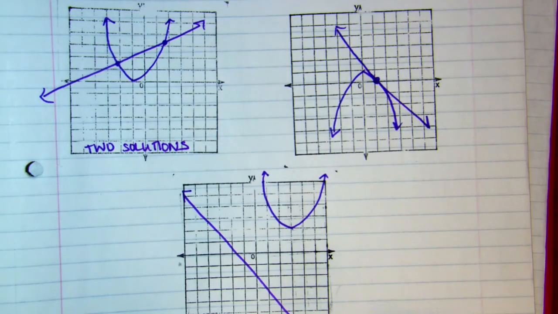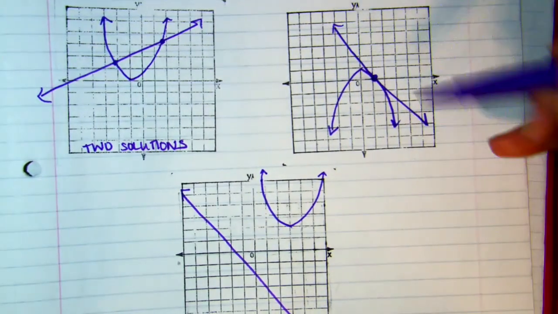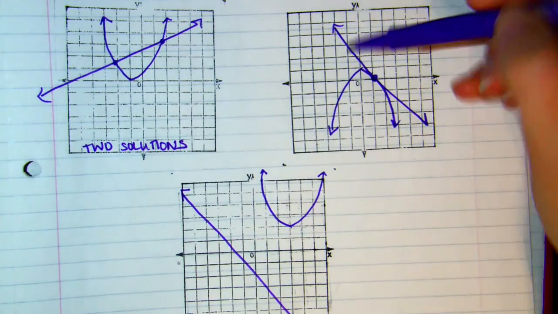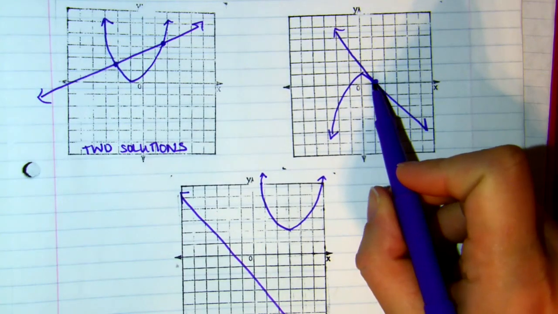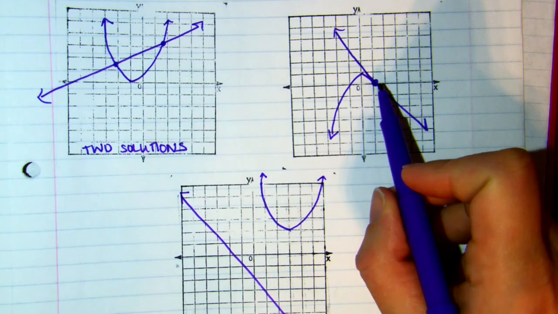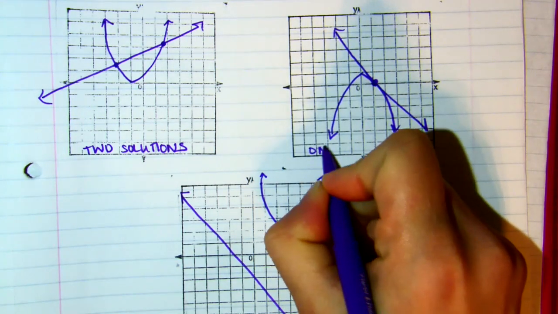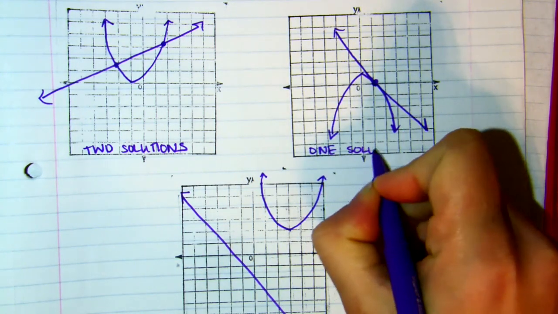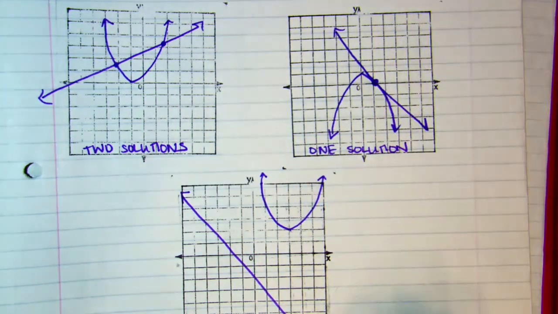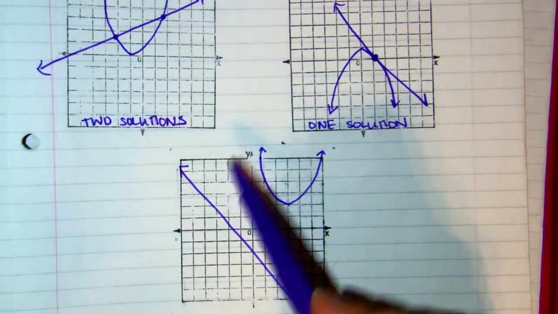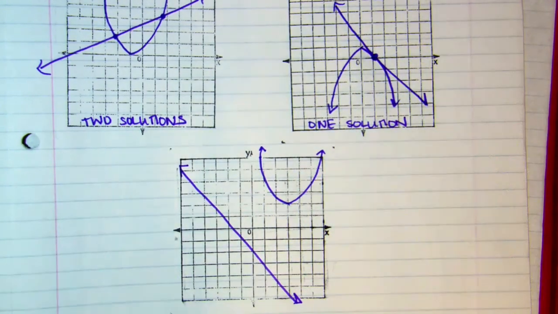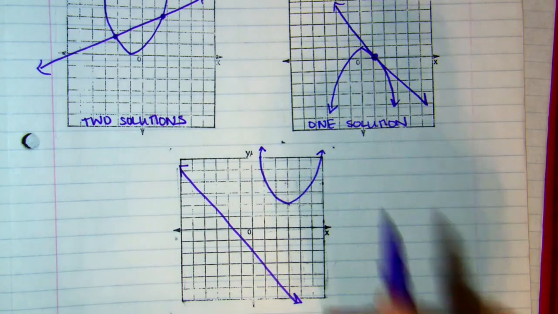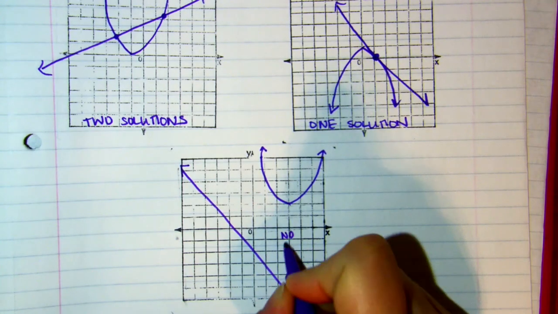We could also have a situation where we have our parabola and a line, not exactly straight like it should be, that just touches the parabola in one spot. We call that tangent. That would be a one-solution situation. And then down here you can see we have a parabola and a straight line. They don't ever intersect, and they never will intersect. So this would be a no-solution system of equations.